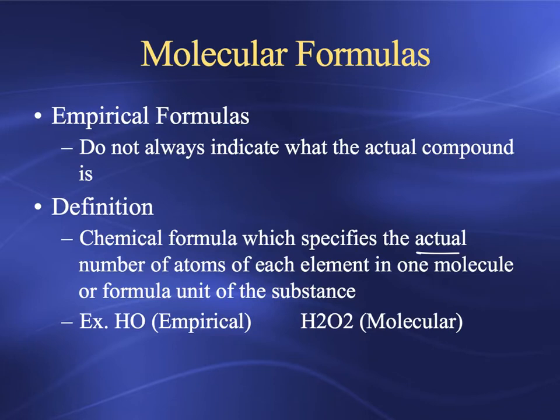For instance, we talked about this in the last section. We could have an empirical formula HO, 1 hydrogen to 1 oxygen, but the actual formula might be H2O2, hydrogen peroxide. The molecular formula is the correct formula, what it actually truly is, H2O2, versus an empirical formula, which is just the simplified version of this. That's the difference.